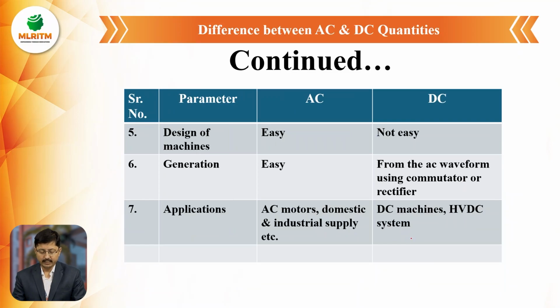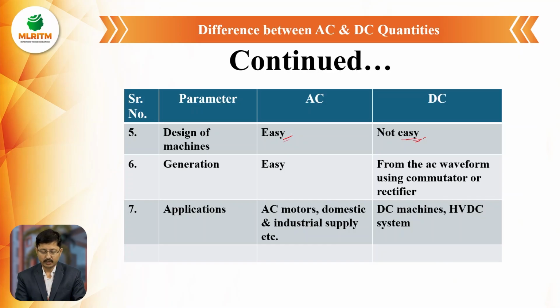Next parameter is the design of machines. In case of AC it is easy to design the machines, and since we are using AC supply, brushes and carbons are not used. Whereas in case of DC, the circuit design is very complicated, because you are using commutator segments, brushes, etc. That's why the design of the machine is not so easy in case of DC quantities, whereas it is easy in case of AC quantities.